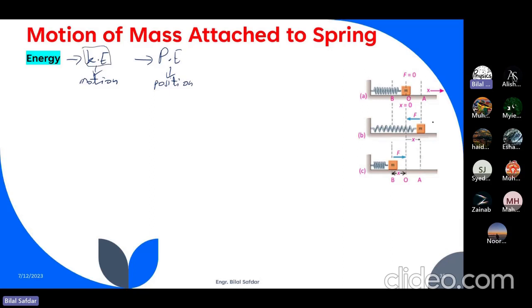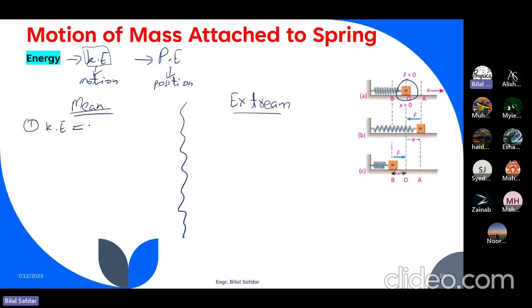In this diagram, you can see that there are two positions: the mean position and the extreme position. The mean position is also said to be the rest position. Okay, in the mean position, the kinetic energy is maximum because it starts moving from the mean position to the extreme position. That's why the kinetic energy at the mean position is maximum, and the velocity is also maximum because it is increasing its velocity.